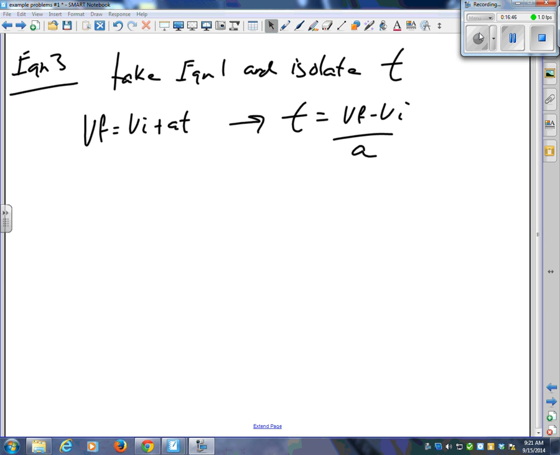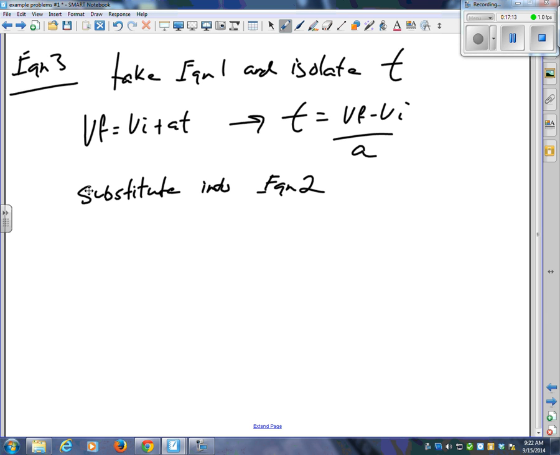Okay, there's Joey's suggestion, VF minus VI over A. Is he right? I think he is, right? Let me check. Yep. Okay, and we're going to substitute into equation 2.